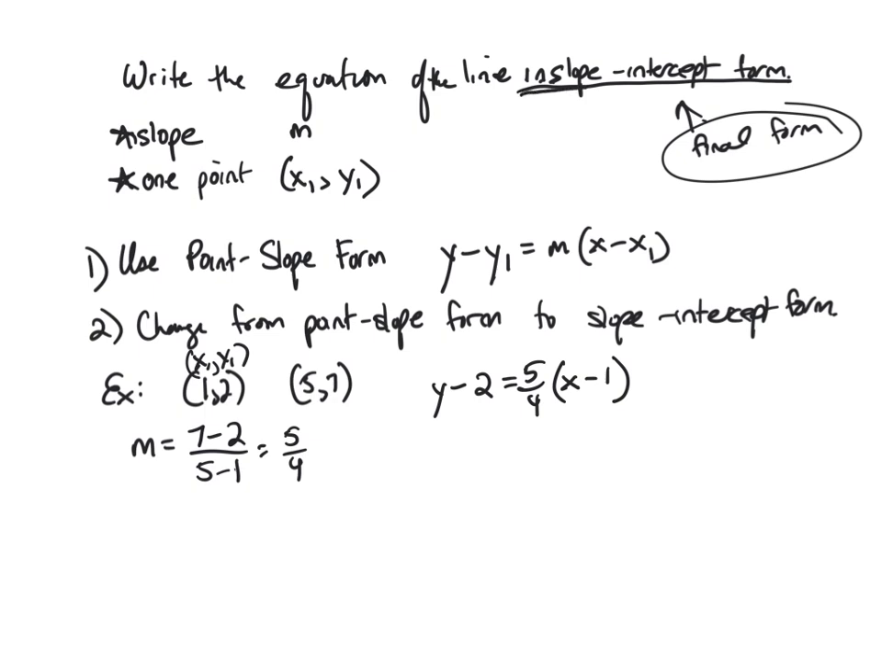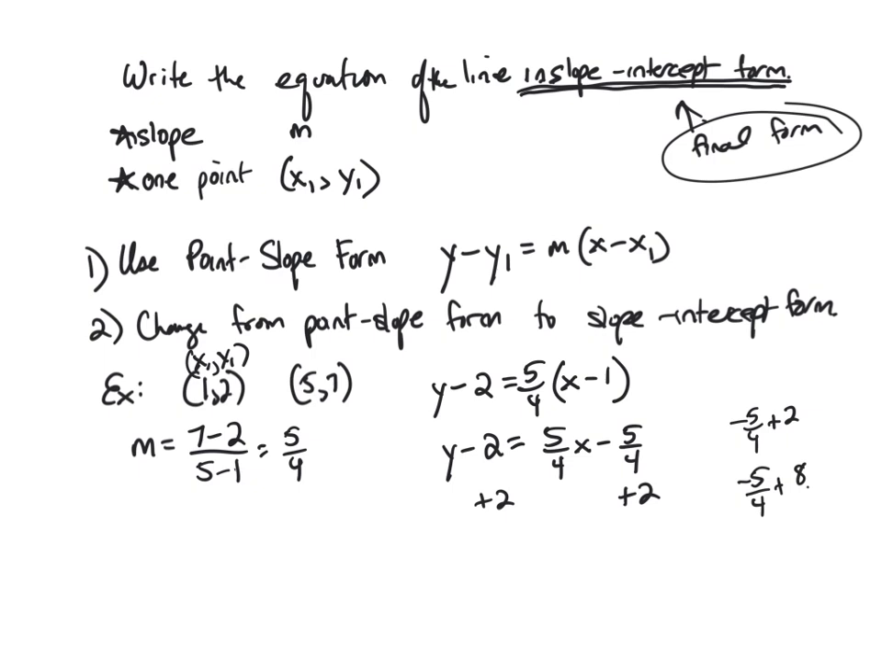But if the directions say write the equation of the line in slope-intercept form, I still start here, I still do this, but now I do a few more steps. I do that second part where I change from point-slope to slope-intercept form. So that goes like y minus 2, and then I distribute the slope 5/4, so it's 5/4 x minus 5/4 times 1, which is 5/4. I'm going to add 2 to both sides, and just remember that negative 5/4 plus 2 is the same thing as negative 5/4 plus 8/4, which is 3/4. So my final answer is y equals 5/4 x plus 3/4.